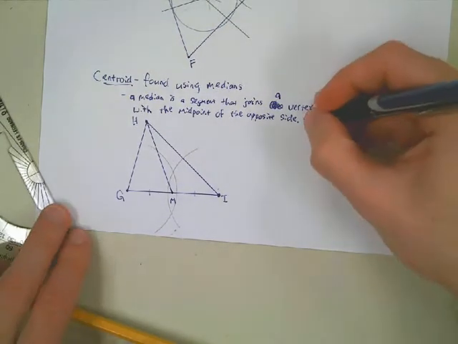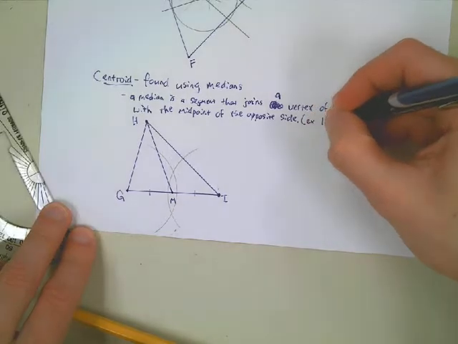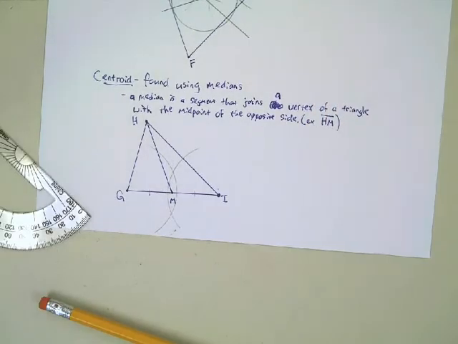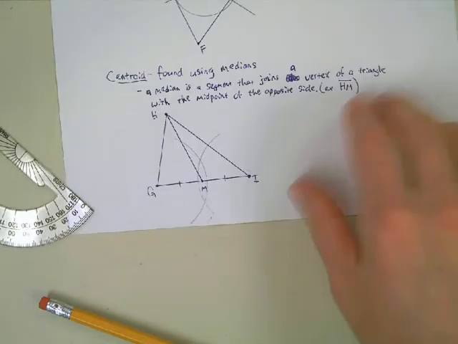So you could put, for example, HM. Or EG probably would be a better way to do it there. But yeah, segment HM is a median. All right, so let's do another one, because we've got to find that centroid.